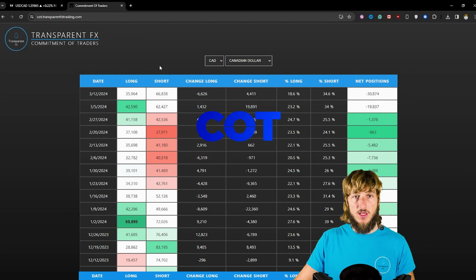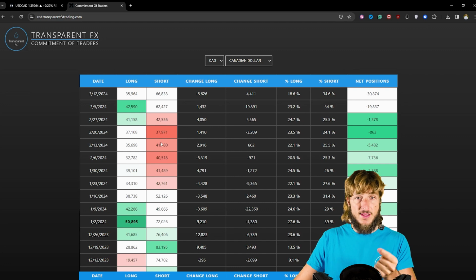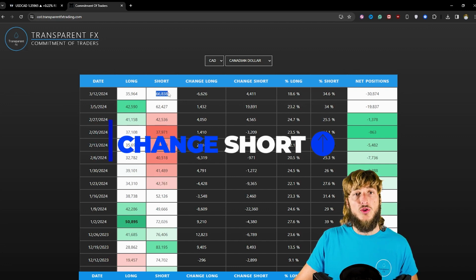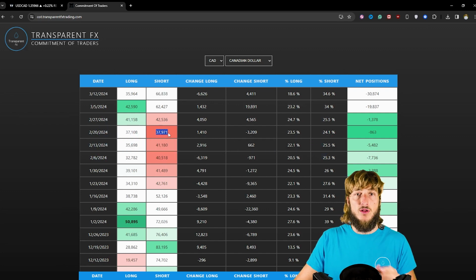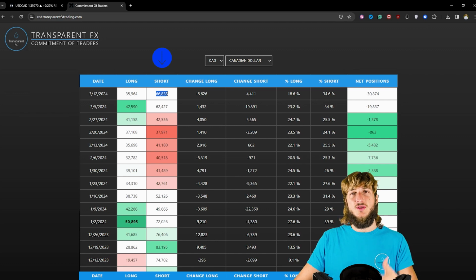Because in fact, what we can notice here is that institutions have been increasing their shorts and decreasing their longs. In fact, they went from having 42.7K shorts all the way up to 66.8K. Actually, the lowest level of shorts that they had was here at 37.9K. So it almost doubled the amount of shorts with the last few reports from an institutional perspective on the CAD. At the same time, longs got decreased.